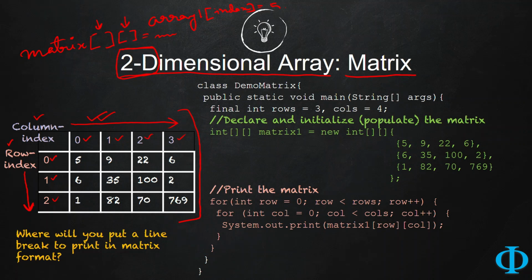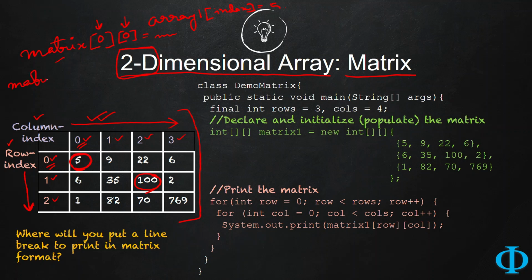Let us try to clarify with a simple example. Let us say I want to identify this element 5. What can I say? This appears in the matrix at row 0 and column 0. So you have to write 0 and 0 here. Next, let's say I want to identify or access this element 100. So what can I say?